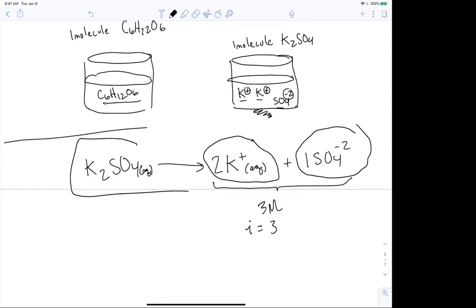Yep, sorry. If you had a 3 molar glucose and then still the 1 molar potassium sulfate, would they... wait, sorry, say that again. So a 3 molar solution of glucose versus a 1 molar solution of potassium sulfate is the question?